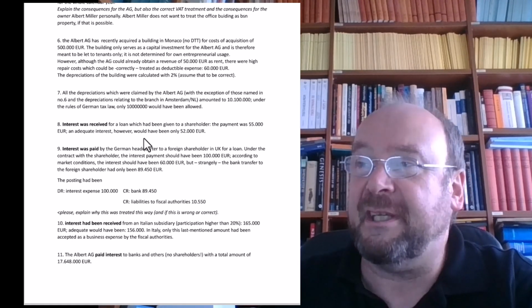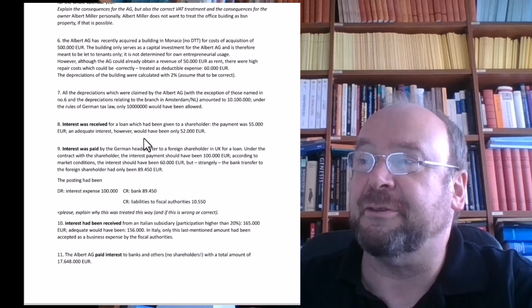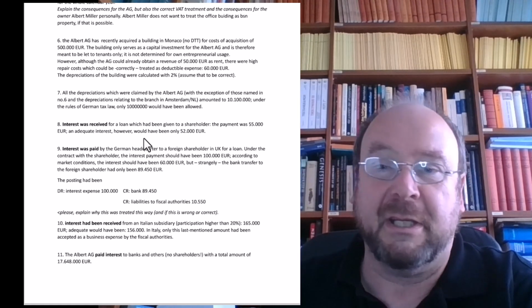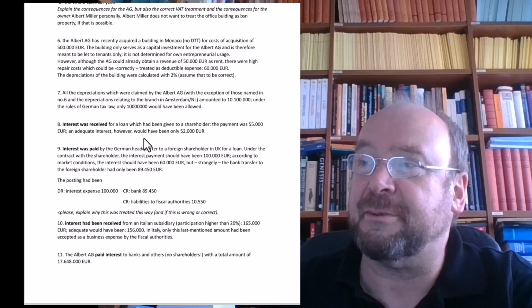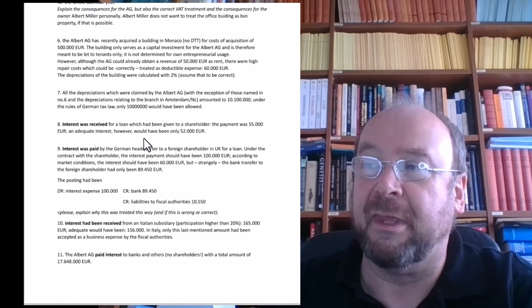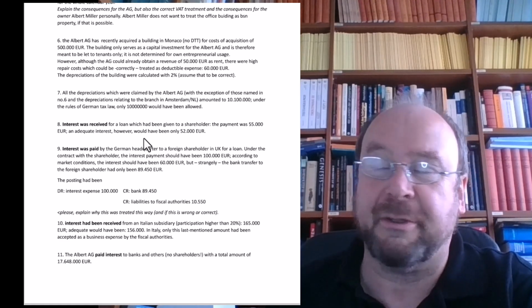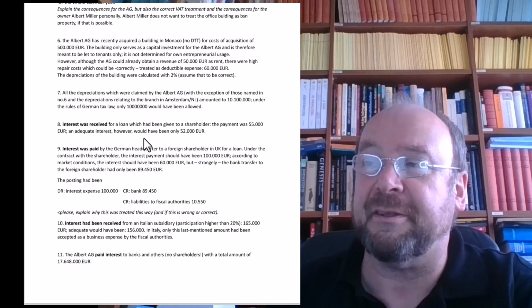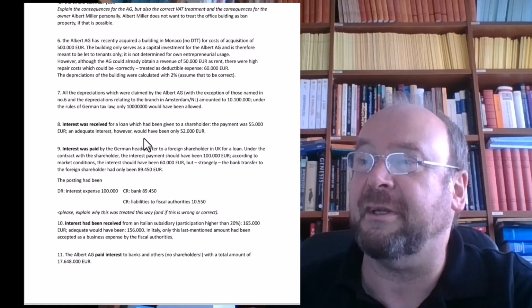Interest was received for a loan which had been given to a shareholder. The payment was 55,000 euro, and an adequate interest would have been only 52,000. Interest was paid by the German headquarters to a foreign shareholder in UK for a loan they had received. Under the contract with that shareholder, the interest payment should have been 100,000.